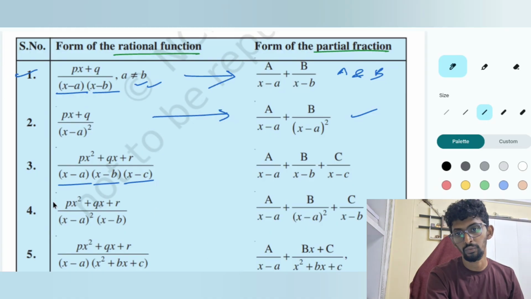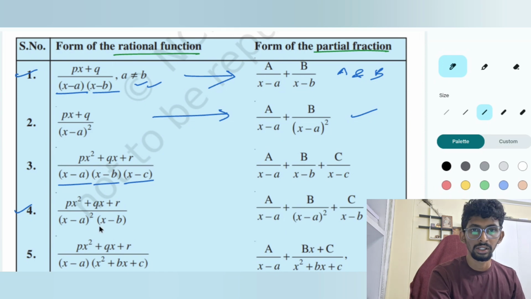Okay, now fourth one. Again, if we combine number 1 and number 2, we can write for fourth one also. This can be written as a by x minus a plus b by x minus a whole square plus c by x minus b.